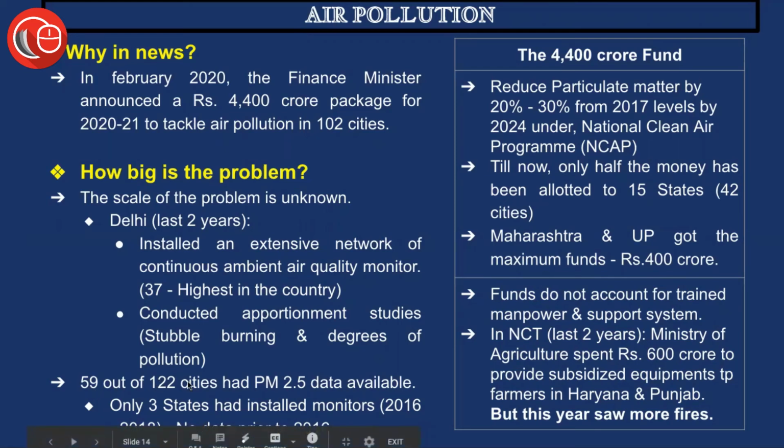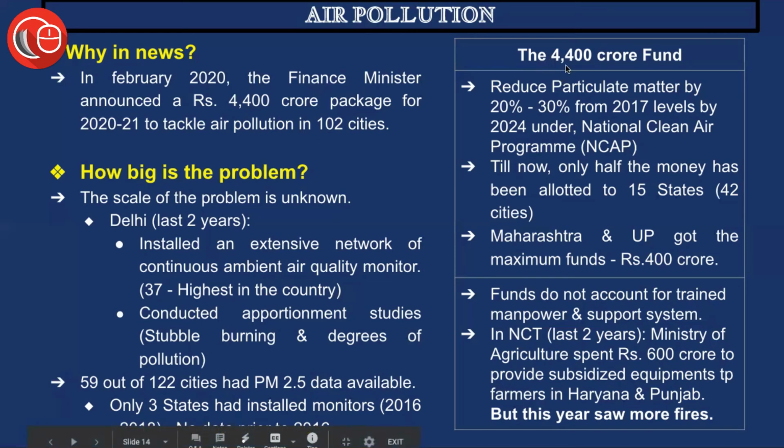And then 59 out of the 122 cities had particulate matter 2.5 data available. Now, as we know, PM 2.5 is one of the most dangerous air pollutants, apart from others like methane, carbon monoxide or nitrogen oxide. PM 2.5 and PM 10 are also among the most dangerous ones. So only 59 cities out of 122 had the data available regarding PM 2.5, and only 3 states currently in India had installed monitors to understand the falling and rising patterns of these air pollutants.